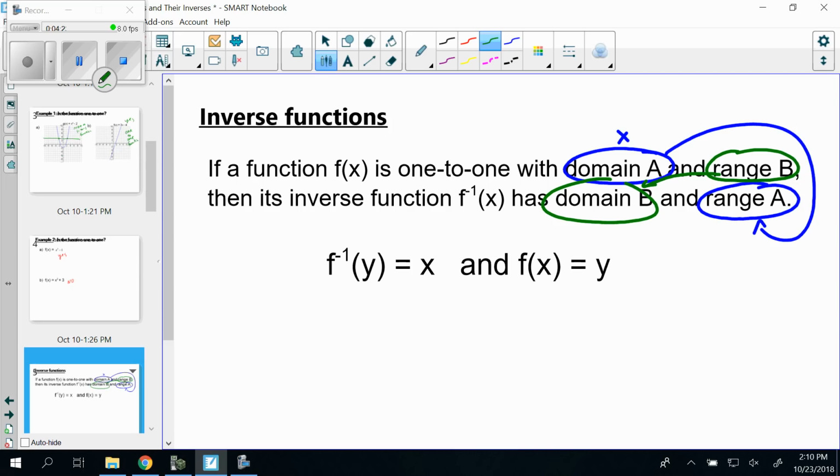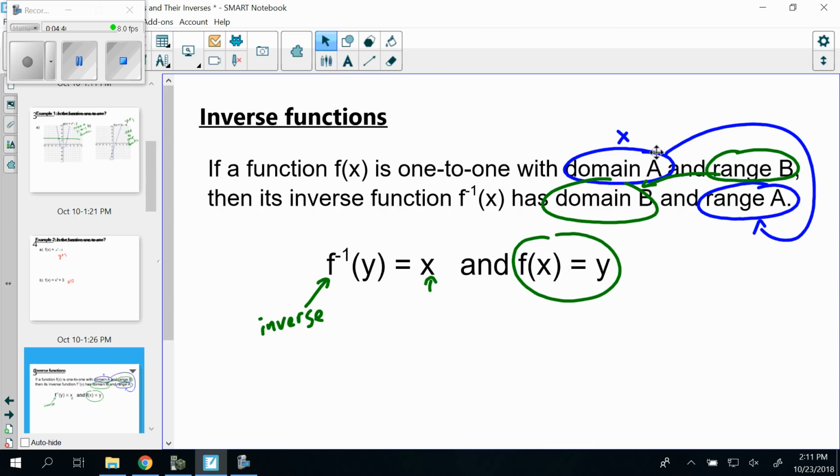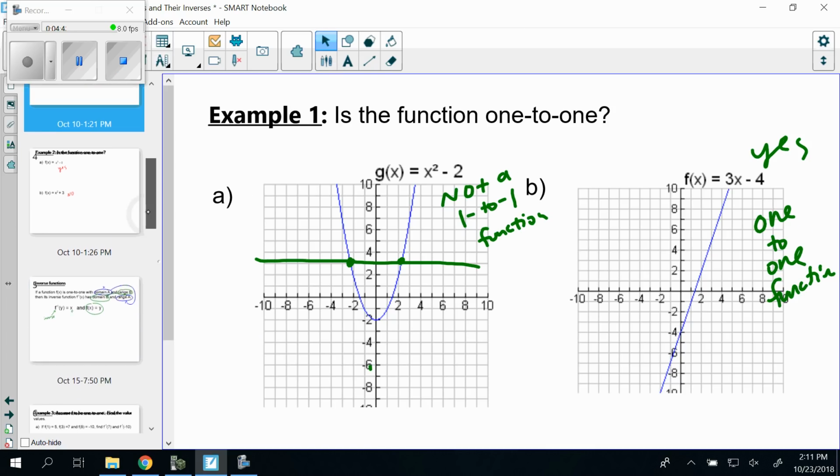Okay, so what that means is if you have the function f of x equals y, if you find the inverse function, that's our notation for inverse, and you plug in y, you should get out x, because the domain and range flip. Okay, let's look at what that would mean with some example problems here.